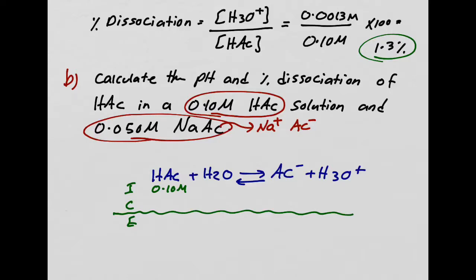And how much of that do I have? It's a 1-to-1 ratio, so it would be 0.050 molar. So sodium is a spectator. It's not going to do anything. But acetate is a common ion. Minus X, this is 0 at the beginning, and X. So what I end up having is 0.10 minus X. I have X and X. Same thing as before. Nothing has changed.